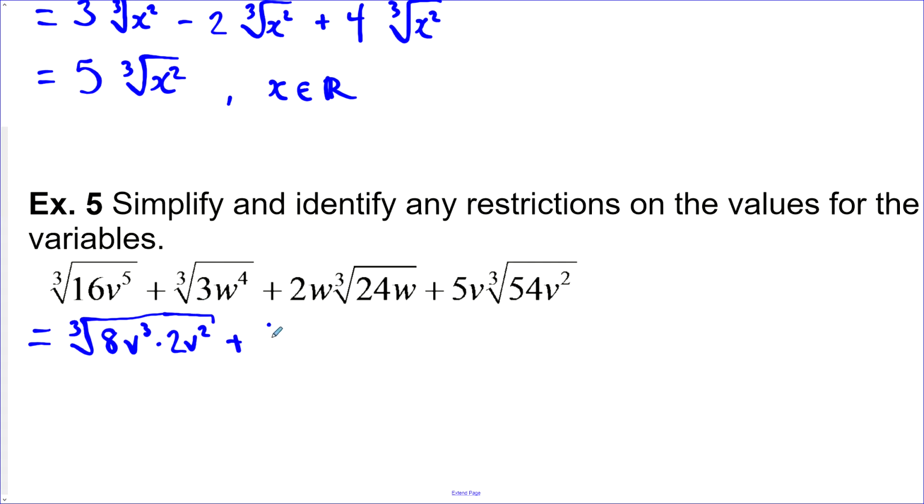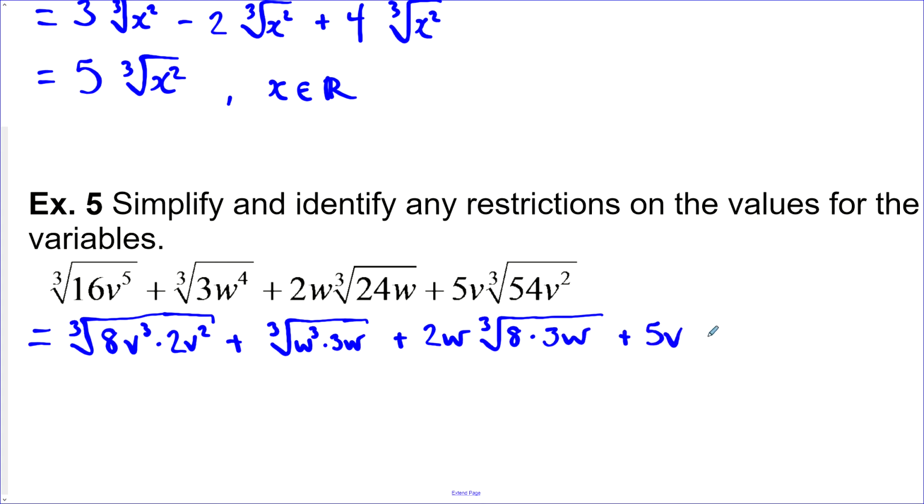Next one, 3 is not a perfect cube, but w cubed is. And there's 3 left, and there's a w that we didn't use. Next, there's a 2w already in front of this one. Okay, there's an 8. That's a perfect cube. Looks like that's it. That leaves the 3w inside here. 5v, cube root of 54, so 54 is divided by 2 is 27, and the 2v squared is not a perfect cube.